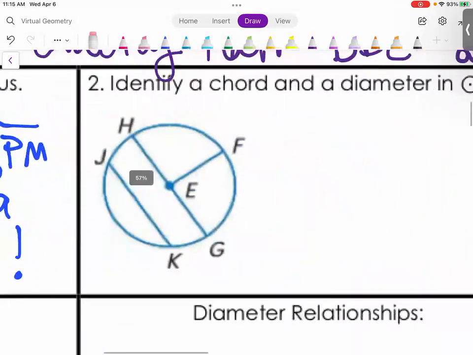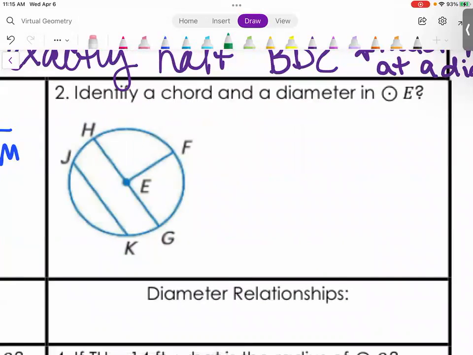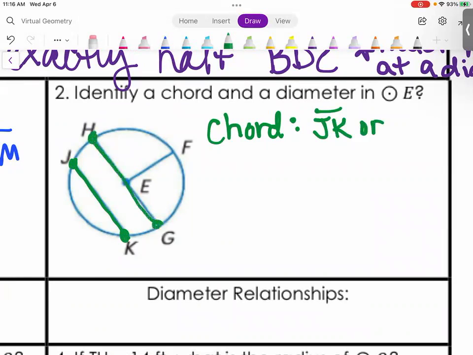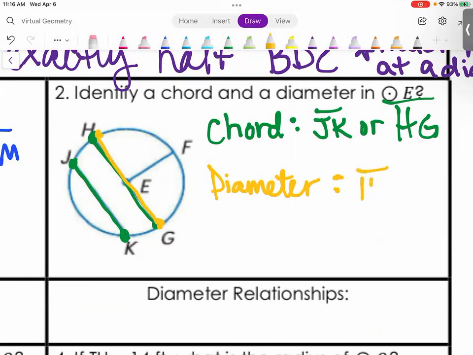All right, let's try number 2. Identify a chord and a diameter in our circle. So remember, a chord does not have to go through the center, but it might. Because again, a diameter is a special type of chord. But for sure, I can use JK, so segment JK, or I can have segment HG. Those are both chords. But when I go to name the diameter, we can get a little more specific, because diameters have to pass through the center, which means HG specifically is my diameter.